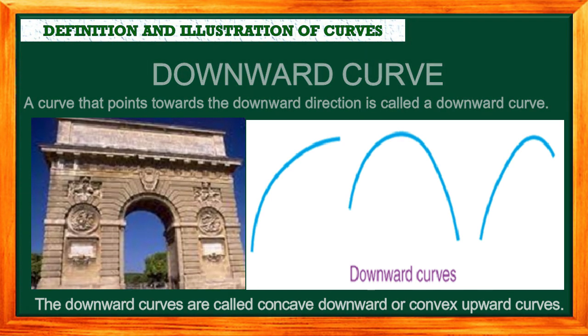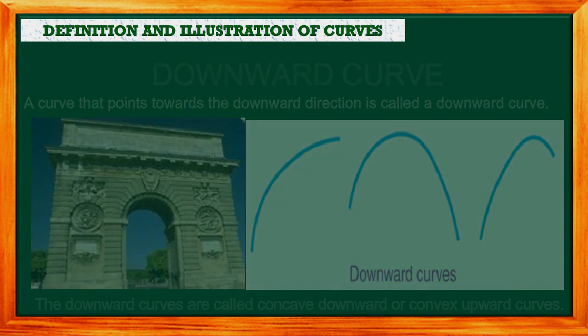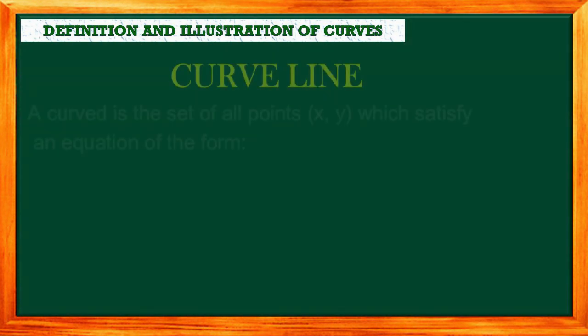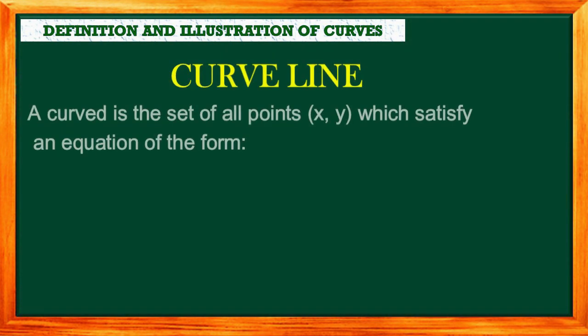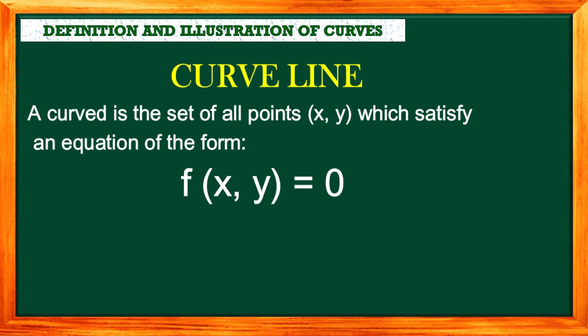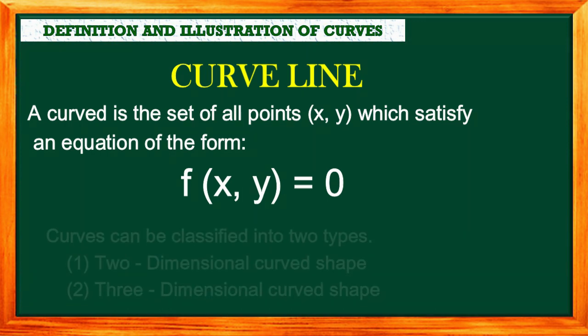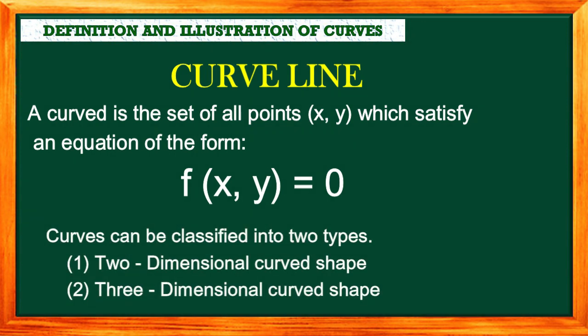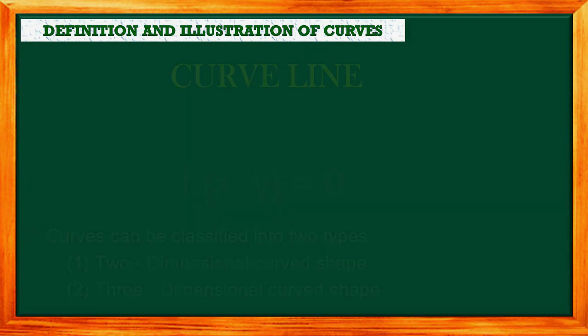Let us understand more deeply about the curve lines. In mathematics, a curve is a set of all points (x, y) which satisfies an equation of the form f(x, y) = 0. In geometry, curves can be classified into two types. They are the two-dimensional curve shapes and the three-dimensional curve shapes.